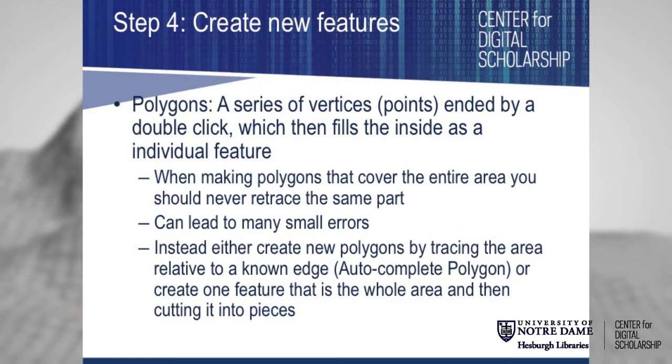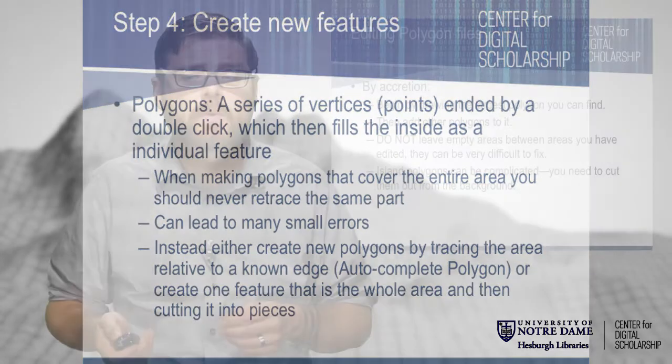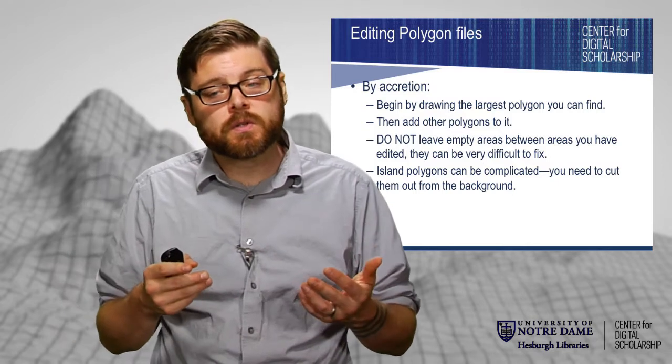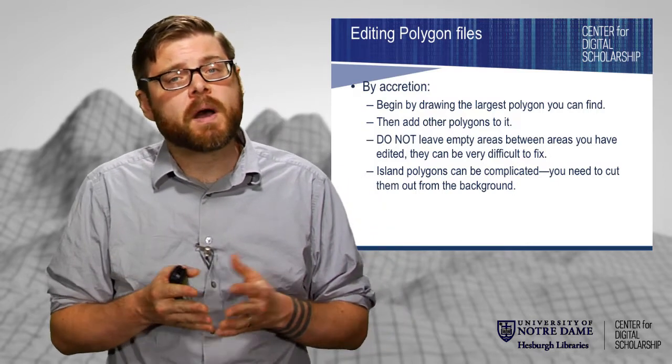So there are two different ways we can do this, either by copying over the known edge, what's called an autocomplete polygon, where it's going to use that same edge the same way, or we can create one big feature and then cut it in two. And I'm going to show you how to do both of these, and then we'll do both of them during the demonstration as well.